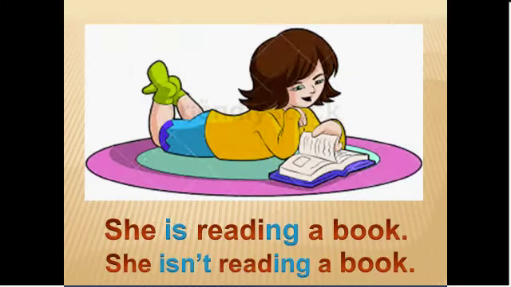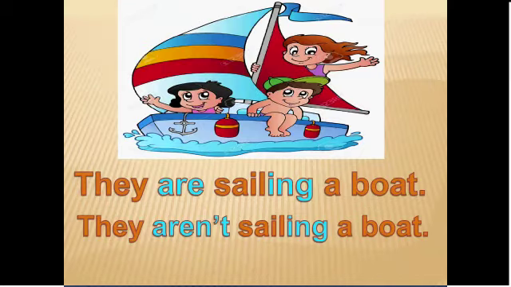She is reading a book, affirmative form. The negative is she isn't reading a book. They are sailing a boat, and the negative form is they aren't sailing a boat. If you notice, we have the subject they, are the verb to be, sailing is the verb sail plus ing, and the boat is the completion. They aren't sailing a boat.